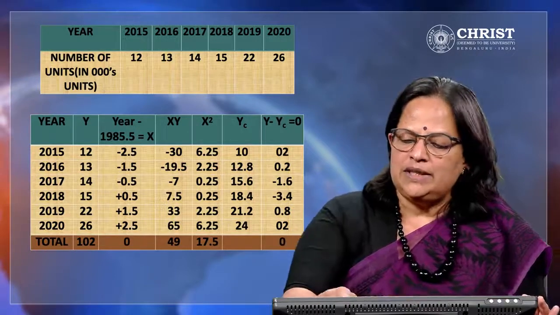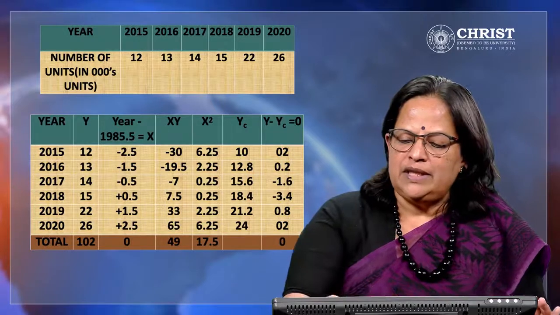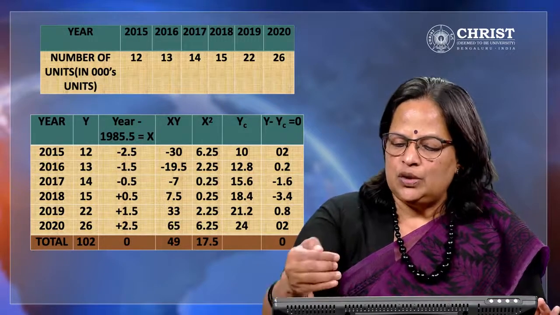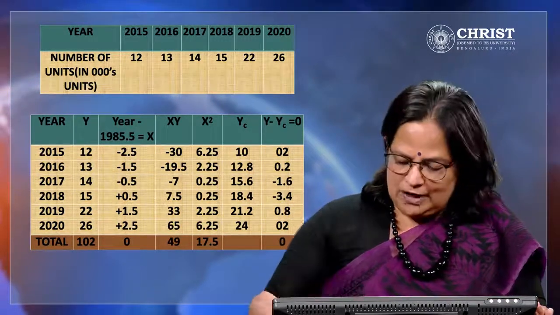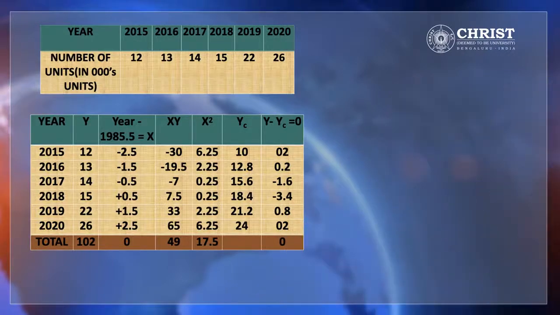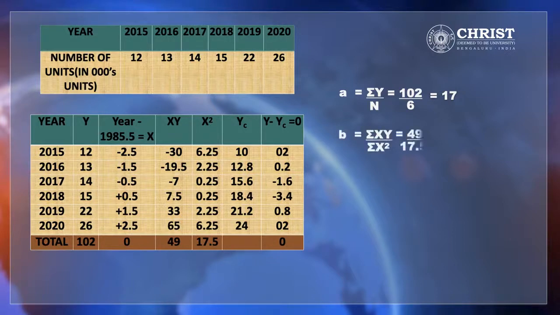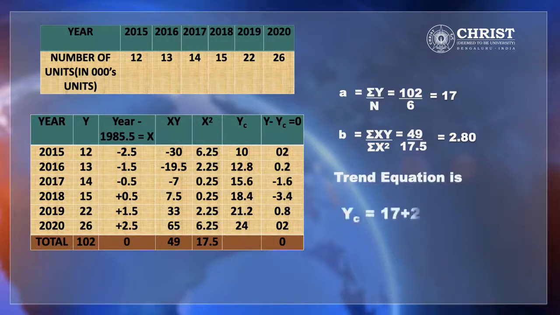That means 12 minus 10, it's 2. 13 minus 12.8, 0.2. Like that you have to take the values. Final value will be 0. Now two constants you have to calculate, a and b. A is equal to sigma y divided by n, 102 divided by 6, that is 17. B is equal to sigma xy divided by sigma x square, that is 49 divided by 17.5, 2.80. Now you will get the equation, that is yc is equal to 17 plus 2.8x.